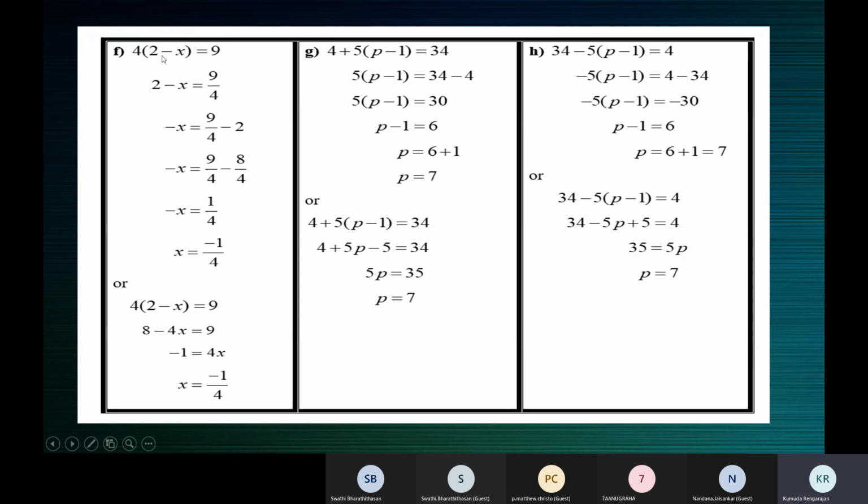So in this method, we are not opening the bracket. Okay, let me ask one by one. Who can tell me the first step alone? First step.